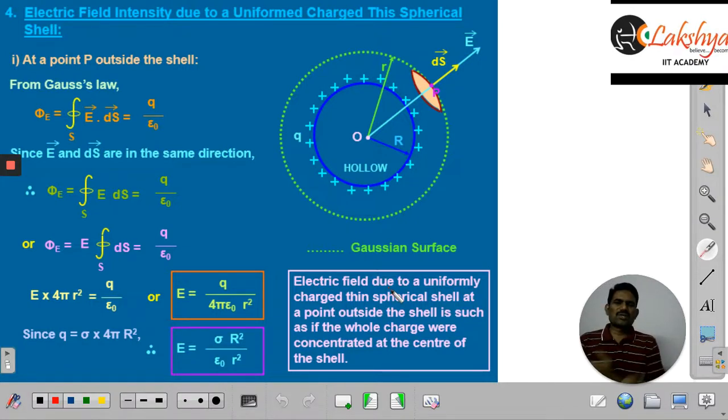Suppose you want to express the same expression in terms of sigma, where sigma is the surface charge density of this sphere. Then this q value we can write as sigma into 4 pi R square, and substitute here. On simplification you will get E is equal to sigma R square by epsilon naught r square. So that is the electric field due to this spherical shell for a point outside.